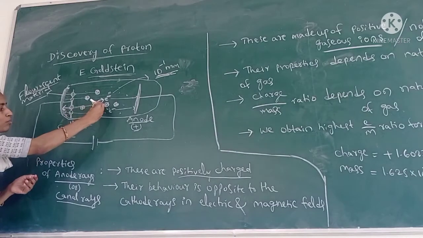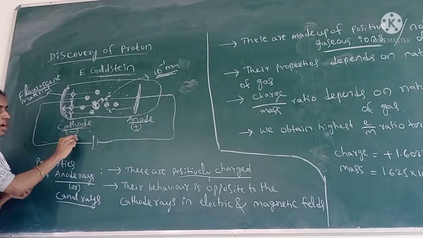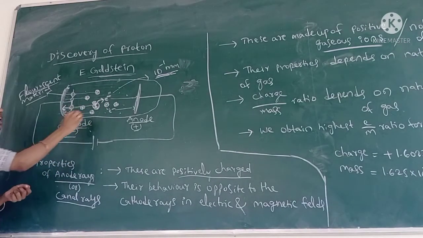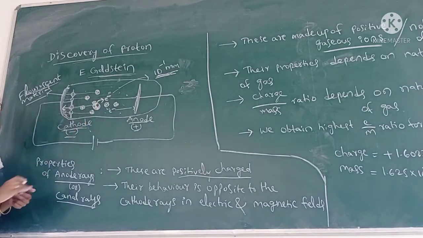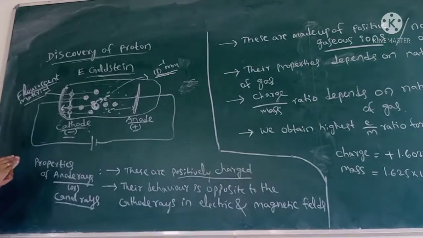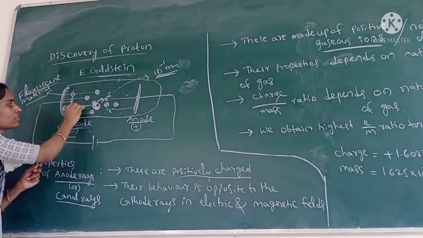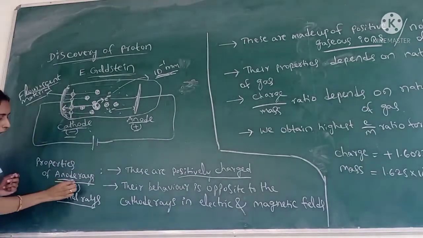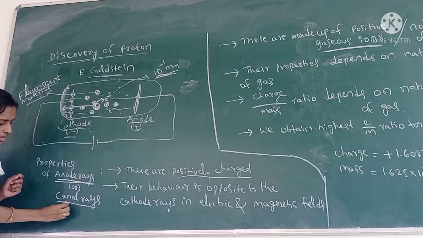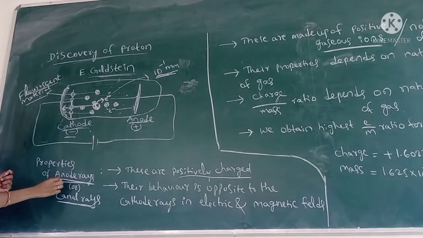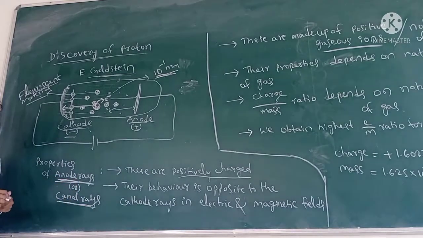Here they are moving towards the negatively charged cathode, which means they contain positive charge. So these rays are named anode rays. Anode rays are also called canal rays.